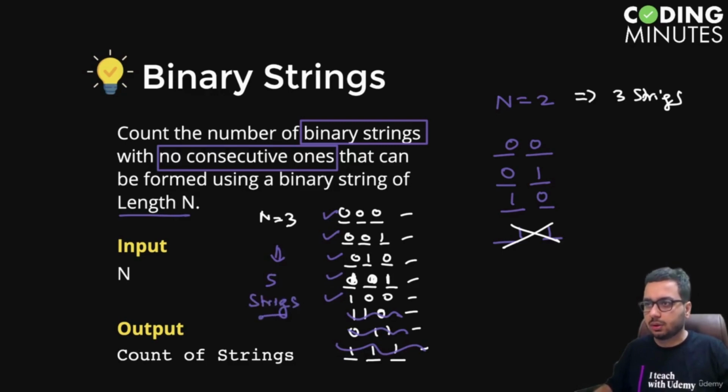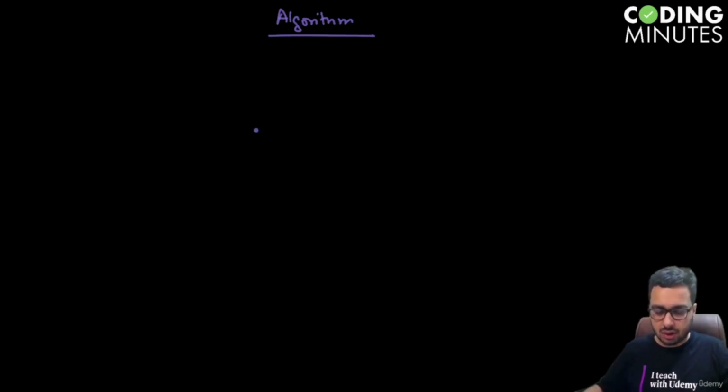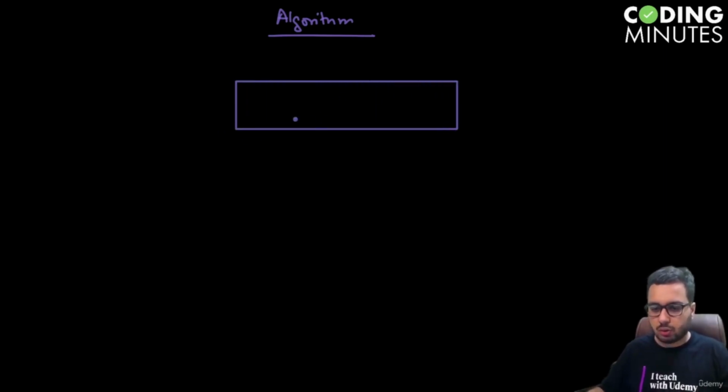A brute force way would be to generate all possible strings and then eliminate those which are not valid. But let's think if we can come up with a better algorithm to solve this. So now let us try to break down this problem recursively. I want to generate a string of length n. What I can do is put the first letter as either 1, or I can put that as 0.